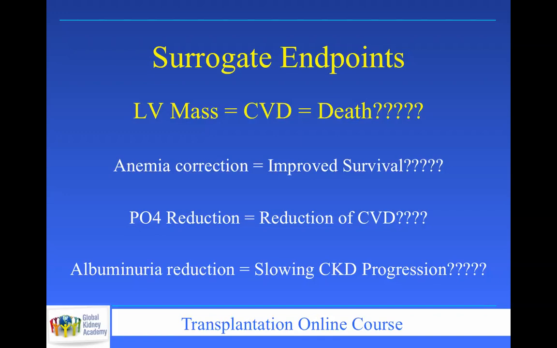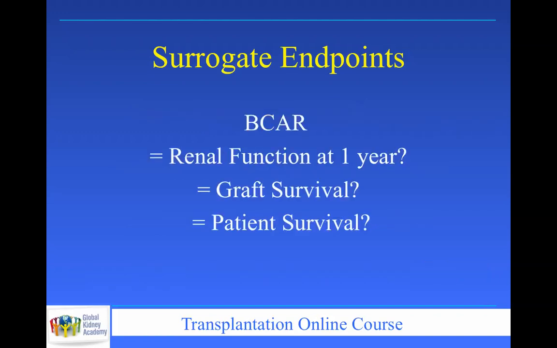Another example is, for instance, changes in left ventricular mass, implying that if an intervention reduces left ventricular mass, it will improve cardiovascular disease and will prolong survival. Not necessarily the case, and so on and so forth. In renal transplantation, you find that the majority of studies have looked at the primary endpoint of decreasing biopsy-confirmed acute rejection, BCAR, or biopsy-proven acute rejection, BPAR.